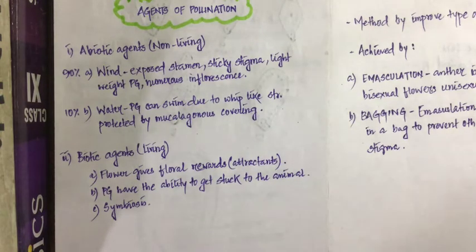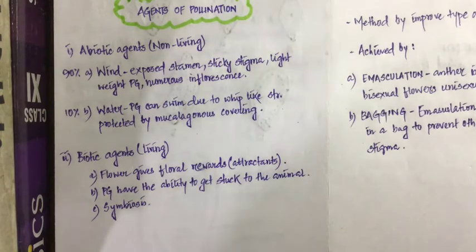These floral rewards are also called attractants, the things by which the insects get attracted towards a flower. Why do you get attracted towards a rose plant? Because it smells good, it looks good. Why does a bee get attracted towards a flower? Because it gets nectar from there. So these are the floral rewards that the flower gives in order to make sure that the insects can come close to them. They can take the pollen grains and transfer them from one place to another.